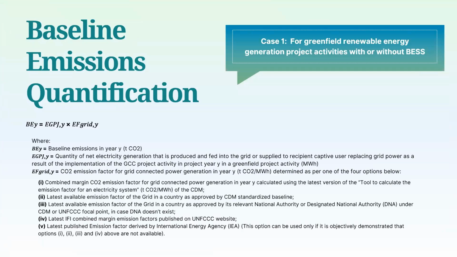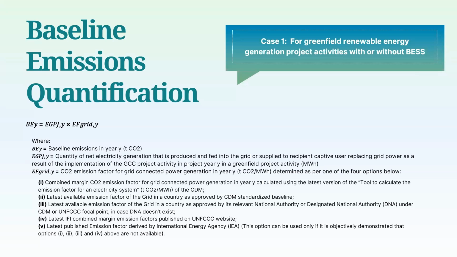The first step is always these baseline emissions, where we're going to follow what the methodology outlines, and we need data points to capture this calculation. So you'll see here that we have the baseline emissions for a specific year would come from the quantity of net electricity generation that is produced and fed into the grid or supplied to the recipient captive user. And then we have that CO2 emission factor that we'll multiply it against.